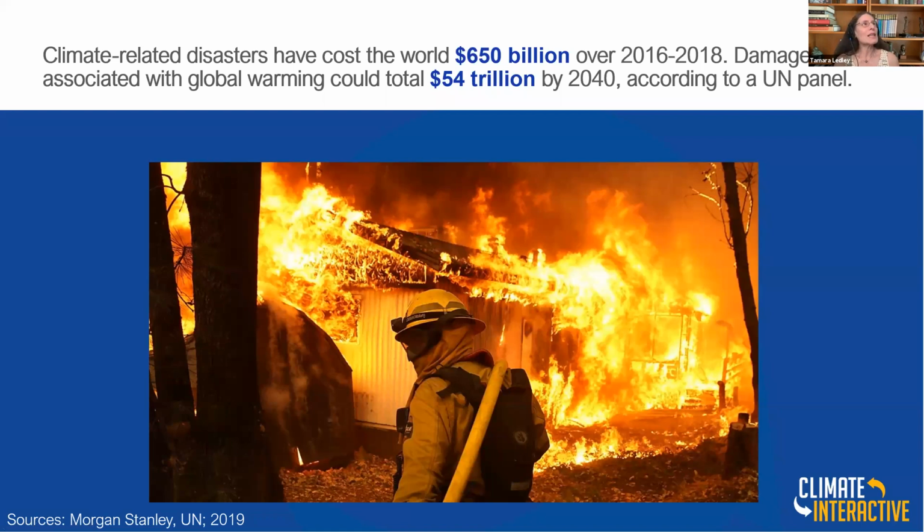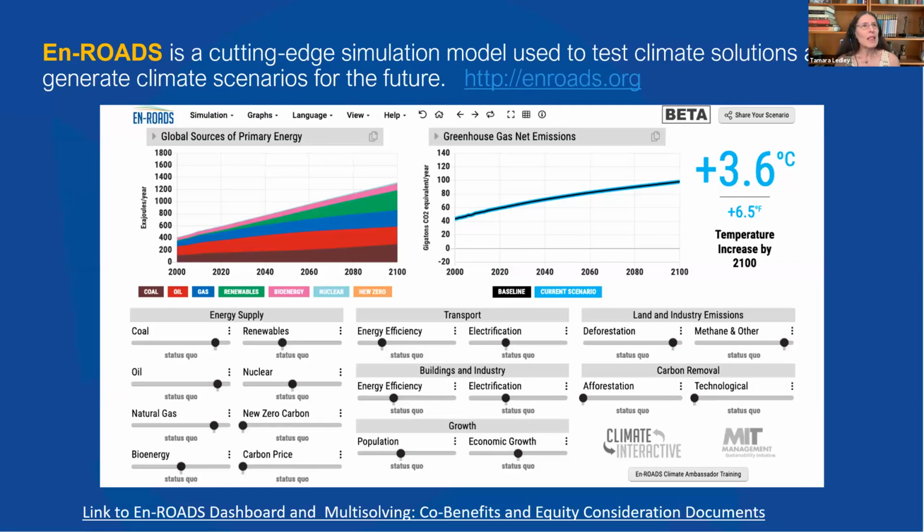So climate-related disasters have cost the world $650 billion just between 2016 and 18. But the IPCC has estimated that damages associated with global warming could total over $54 trillion by the year 2040. So there really is an urgency about addressing this issue. So we're going to be using this model, and I'm going to orient you to the model and then share the link to the model so that you can help me and we can collectively work towards keeping the temperature increase to no more than 2 degrees C.